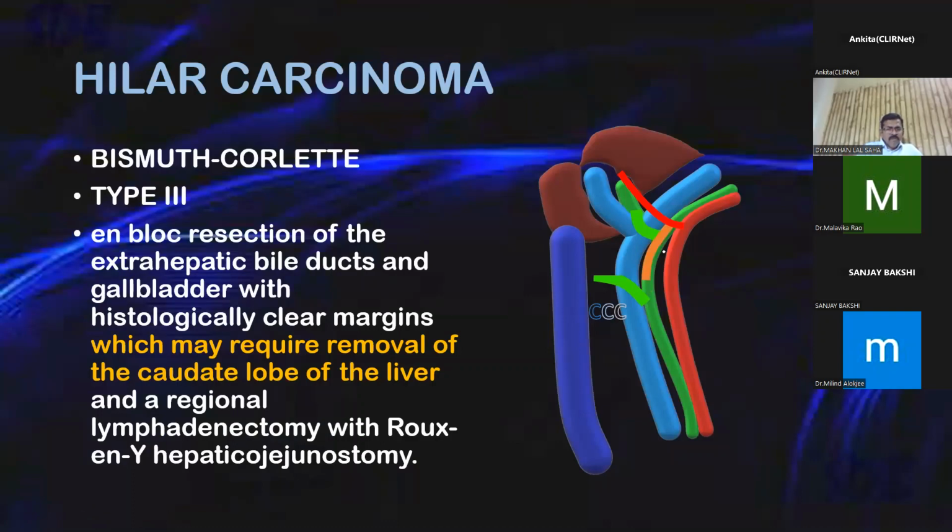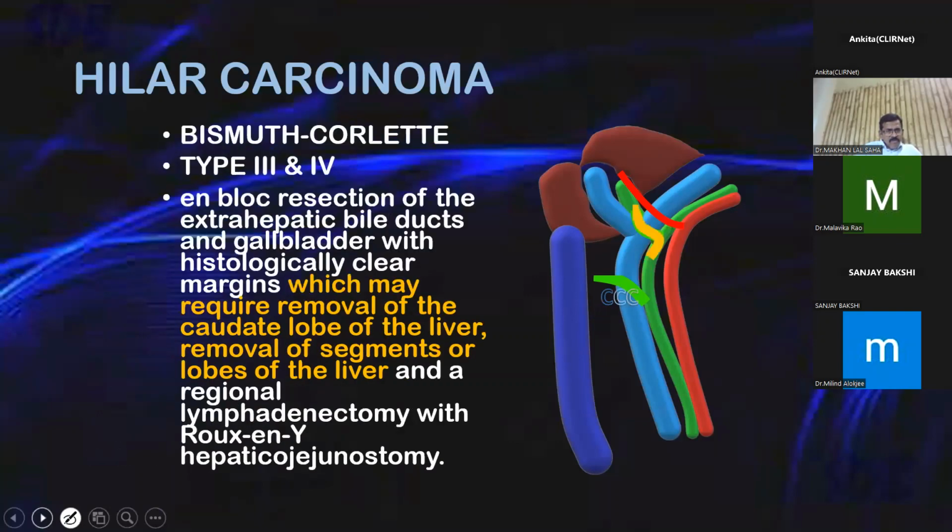But see, because you're resecting that, you have to remove the caudate lobe of the liver, because the spread goes through the caudate lobe, with the regional lymphadenectomy with Roux-en-Y hepaticojejunostomy. Type 3 and type 4, again, same. I would say it always requires removal of the caudate lobe of the liver, because don't forget, when you have posterior spread of the lymph nodes from here, that actually traverses the caudate lobe. So you have to remove the caudate lobe with a Roux-en-Y hepaticojejunostomy.